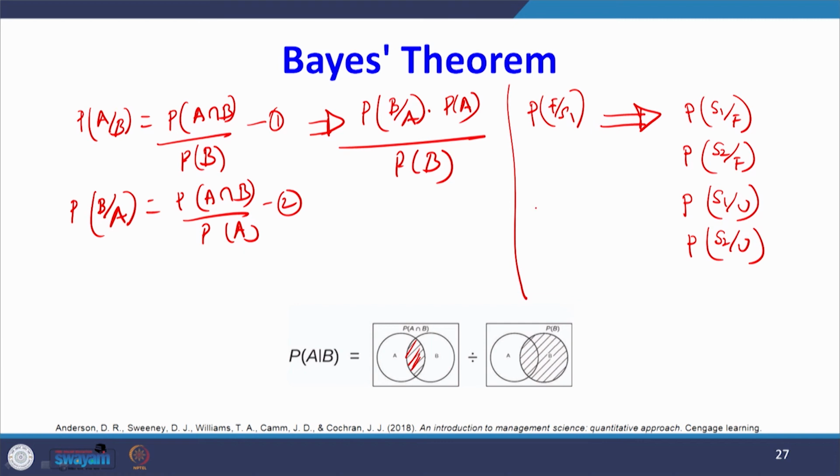Here also we have this information, P of U given S1. What is the meaning? This also shows the credibility of your market research company. That is, if the actual reality is a strong demand, the probability of giving an unfavorable report is P of U given S1, but we want P of S1 given U. So, this one we are going to find out with the help of the Bayes theorem.